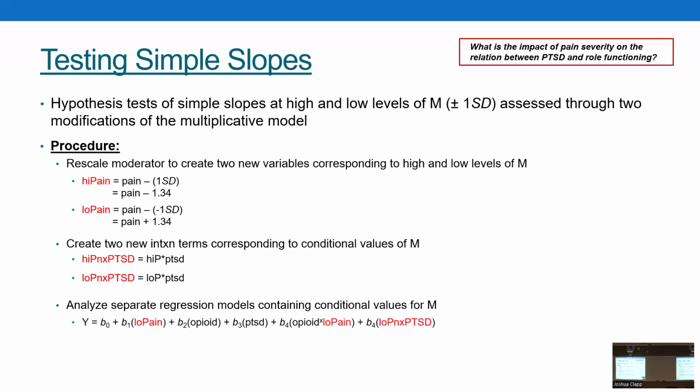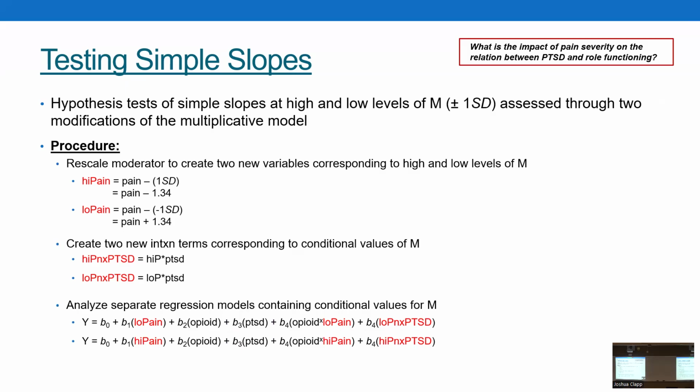Again, if we're just focusing on the one effect, at any point in my model where there's pain, I just take out pain and plug in my low pain variable. So now I've got my intercept, low pain plus opiate plus PTSD plus opiate times low pain plus low pain times PTSD, and run that. Here, this coefficient for PTSD is the unique effect of PTSD at low levels of pain now.